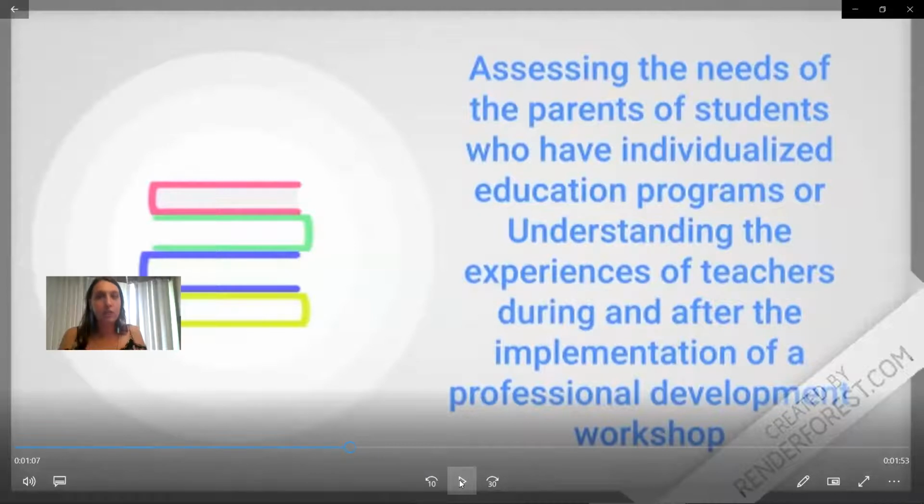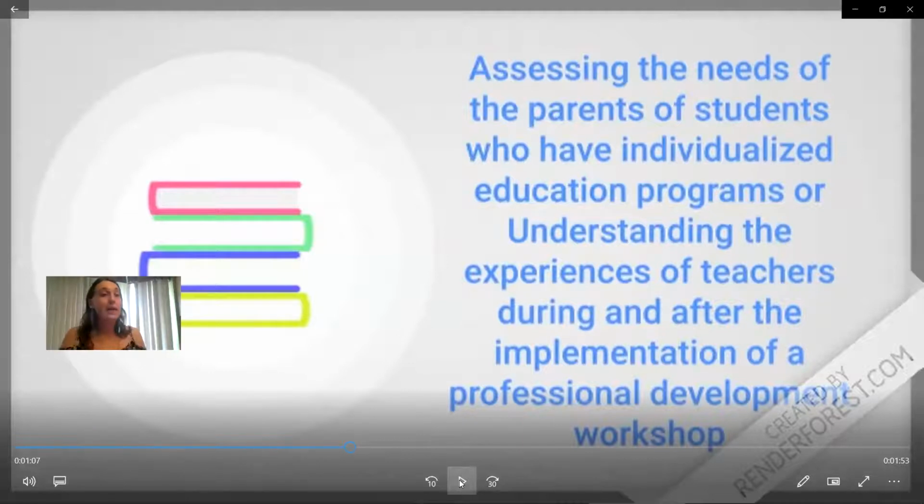And in this example, we're seeing parents and the schooling system's connection to individualized education programs. And how is it working for the parents? How is it working for the students? And understanding the needs that they have for this specific goal in mind.